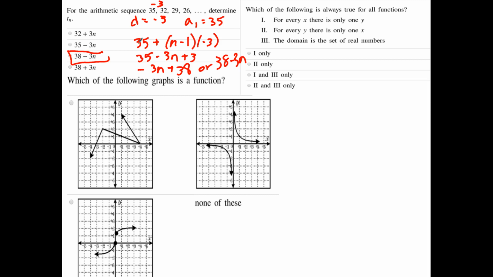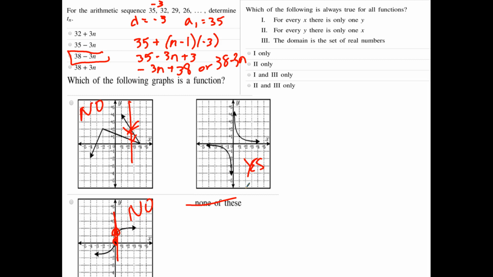Which of the following graphs is a function? Well, you have to pass the vertical line test. And hey, buddy, if I draw a vertical line, you clearly don't pass there. No for you. If I draw a vertical line, hey, buddy, you're right up in there. That's no for you. Well, would you look at here? The vertical line is the y-axis. Do you even touch the y-axis? Nope, you don't even touch it. So yes for you.